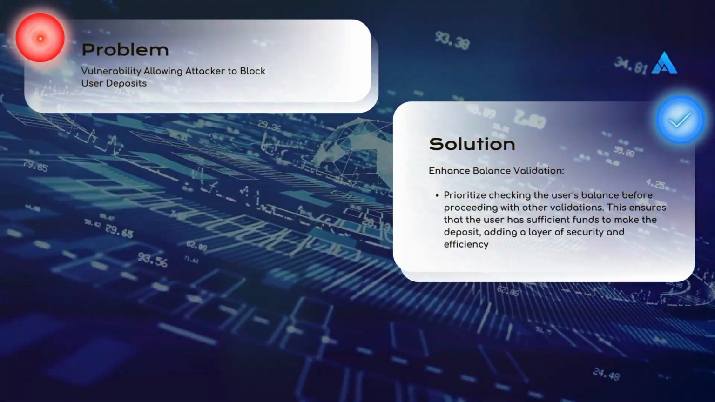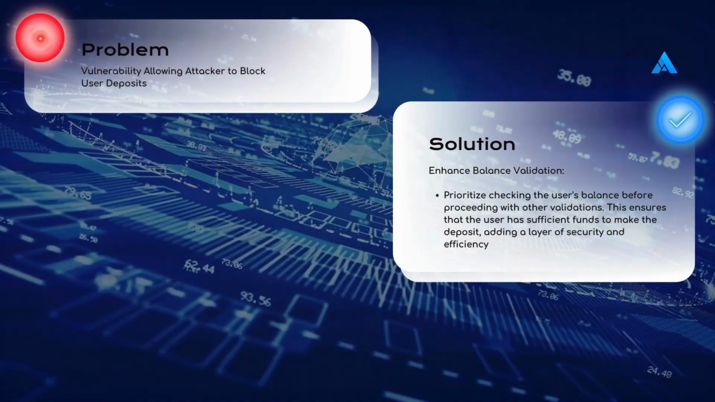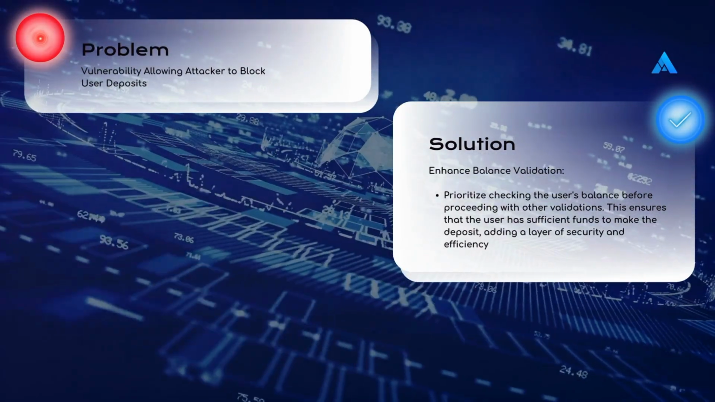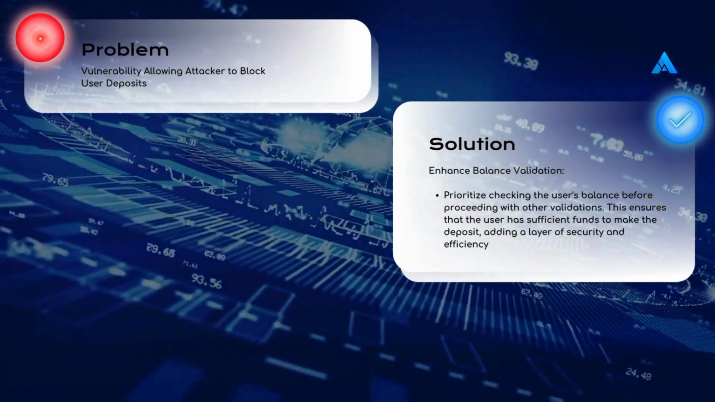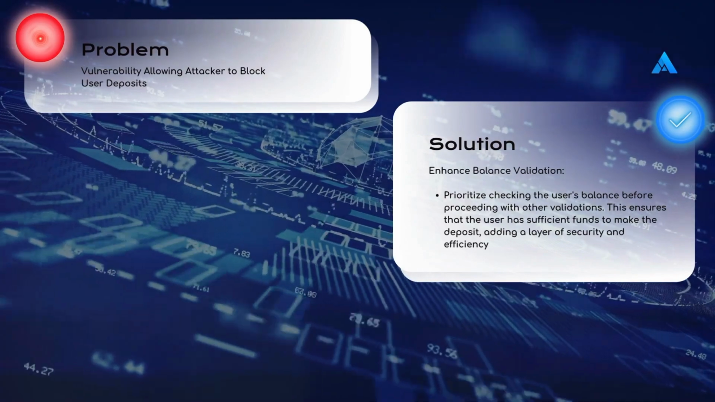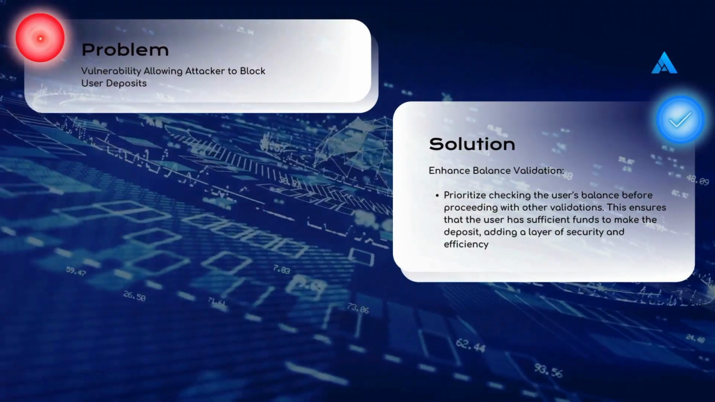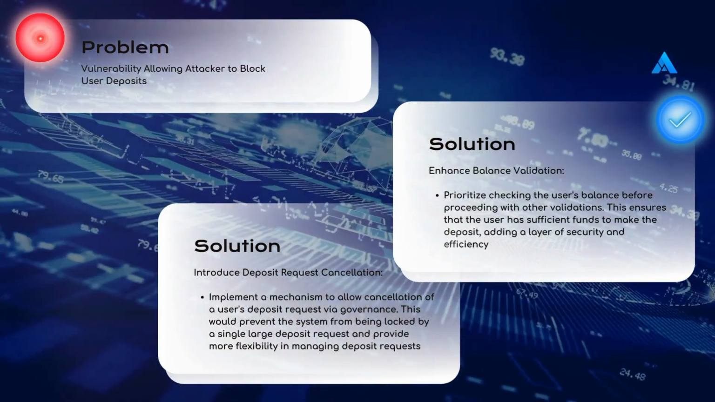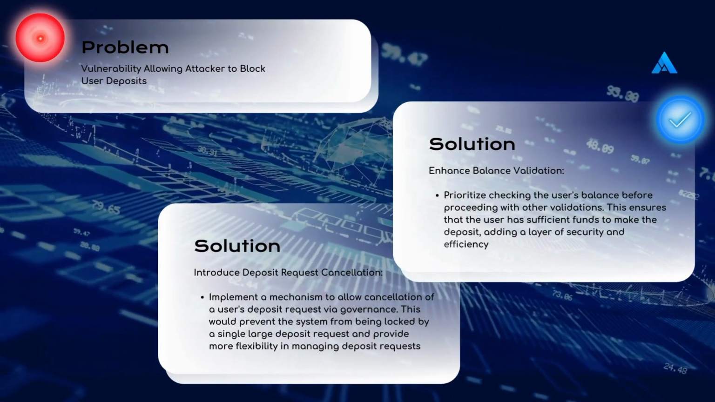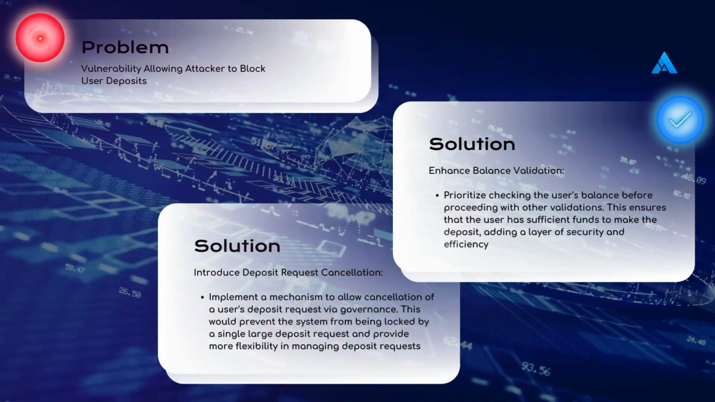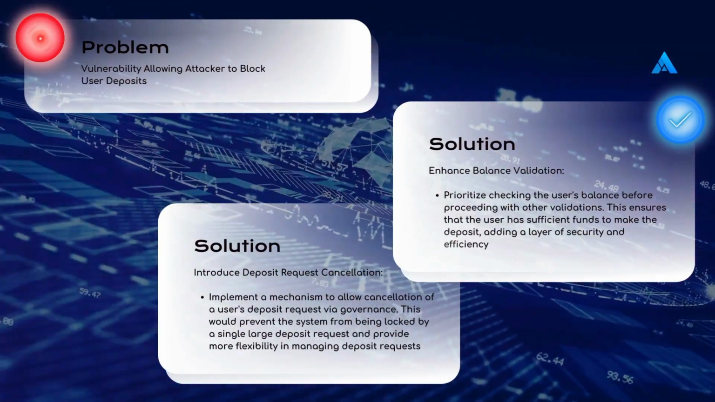Vulnerability allowing an attacker to block user deposits: enhance balance validation. Prioritize checking the user's balance before proceeding with other validations. This ensures that the user has sufficient funds to make the deposit, adding a layer of security and efficiency. Introduce deposit request cancellation. Implement a mechanism to allow cancellation of a user's deposit request via governance. This would prevent the system from being locked by a single large deposit request and provide more flexibility in managing deposit requests.